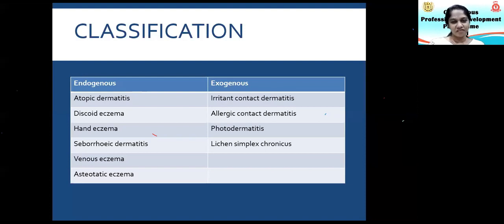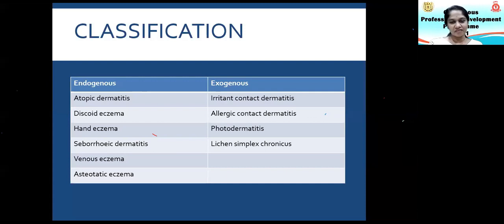Then we have the exogenous eczemas. These are the eczemas with an external cause. The most common is contact dermatitis. This could be either irritant contact dermatitis or allergic contact dermatitis. Irritant contact dermatitis usually occurs due to water, solvents, and alkali materials. And allergic contact dermatitis occurs with repeated exposures, for example to hair dye, rubber, cement, nickel, and so on. And then we have photodermatitis, that is eczema which is exacerbated by sunlight.